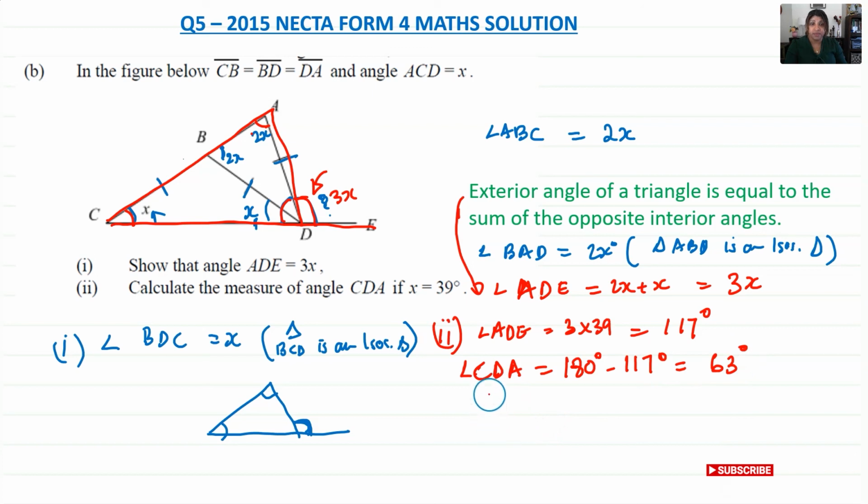And what's the reason for that one? Remember, all these little reasons are worth a mark, so you must write them down. The reason for that is angles in a straight line add up to 180 degrees. Because if you take this angle and that angle here, that will add up to 180 degrees.